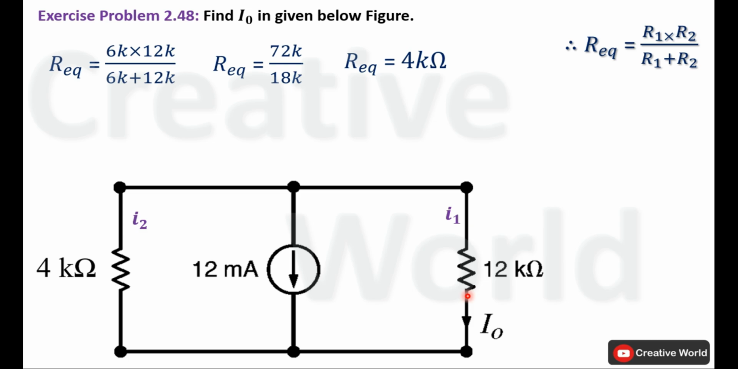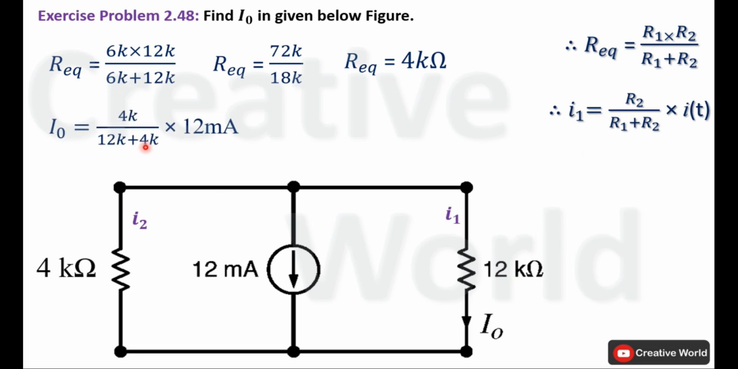So using current divider rule, the equation for the calculation of current I1 will be I1 is equal to R2 divided by R1 plus R2 multiplied by I_T. Here in this equation, I_T is the total supplied current. In our case, it is 12 milliampere. R2 is 4 kilo ohm and R1 is 12 kilo ohm. Place values inside this equation to calculate the value of I0. That will become R2, 4 kilo ohm, divided by R1, 12 kilo ohm, plus R2, 4 kilo ohm, multiplied by total supplied current 12 milliampere.